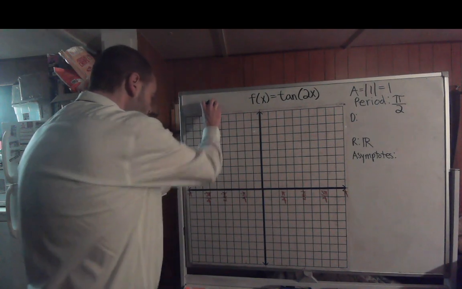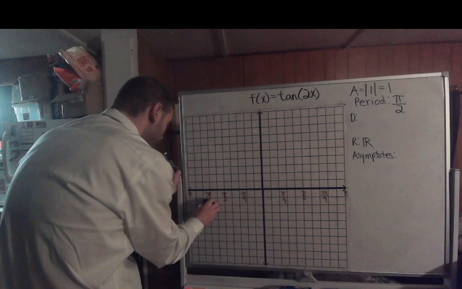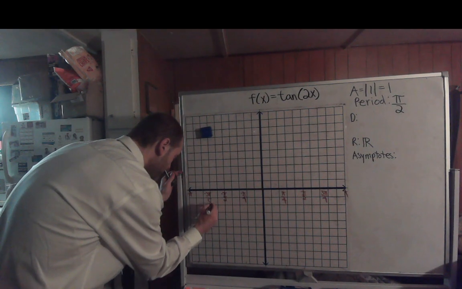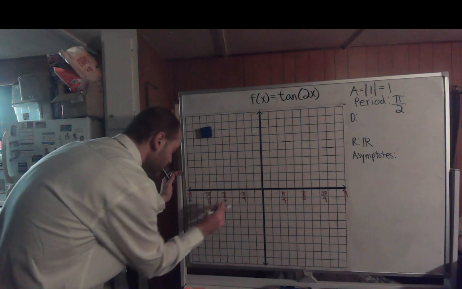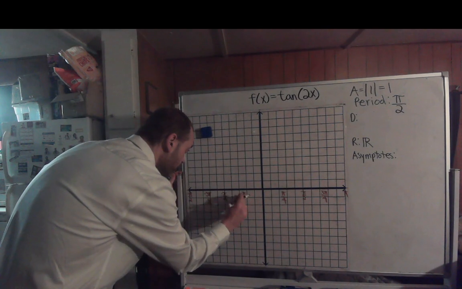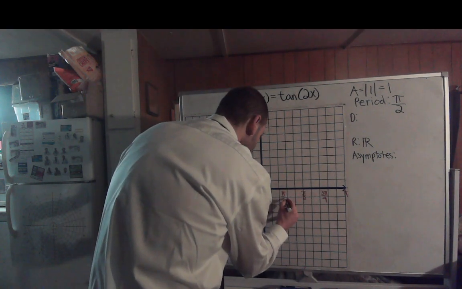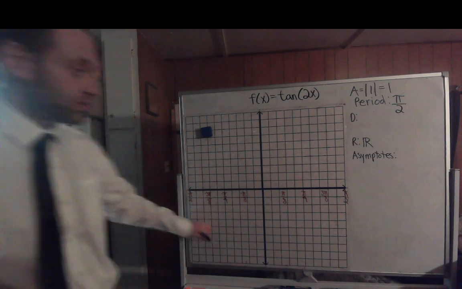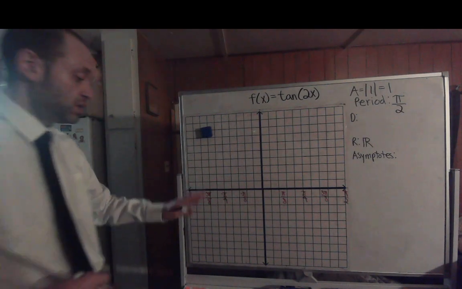So let me relabel a few of these points here. So this would actually be negative 3 pi over 8, since we're dividing by 2, negative pi over 2, negative pi over 4, negative pi over 8. This will be positive pi over 8, positive pi over 4, positive 3 pi over 8, and then pi over 2. So now we have new critical points. We have negative pi over 2 to positive pi over 2. Okay.